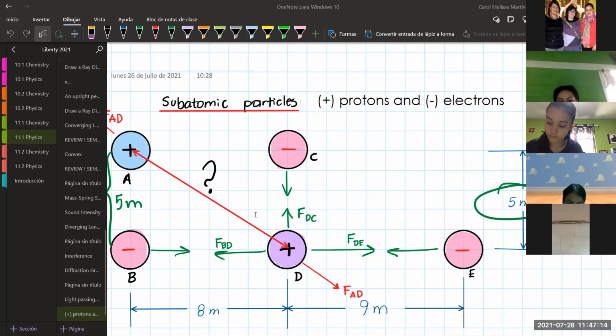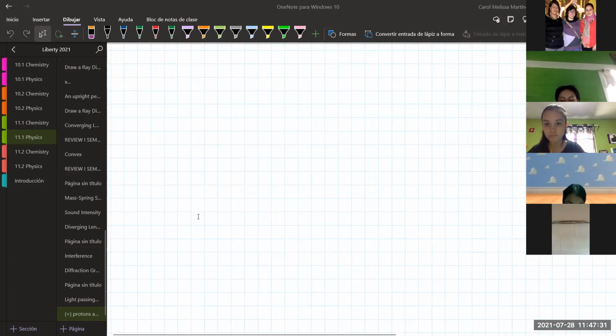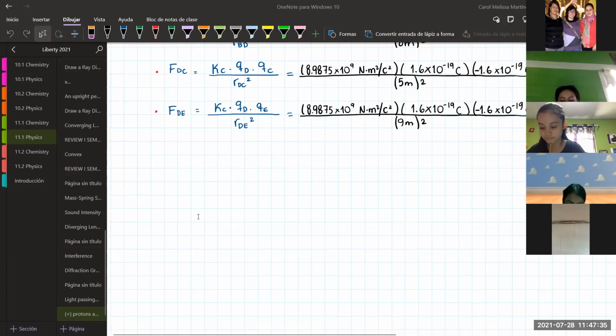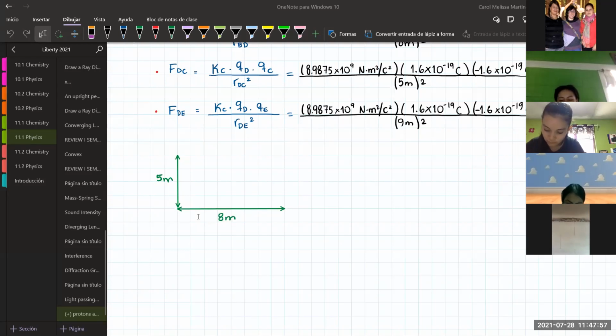Okay? Now, I also know the horizontal distance between A and D. Between A and D, I have this horizontal distance, which is 8 meters. If I just take this apart, I'm going to have a right triangle, okay? So if I just take that triangle apart, I'm going to have my vertical distance, which is 5 meters, and my horizontal distance, that is 8 meters. And I want to know what is the distance between the particle A, which is here, and the particle D that is placed over there. Okay? I want to know what distance this makes.